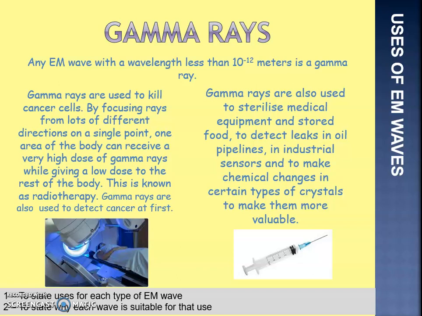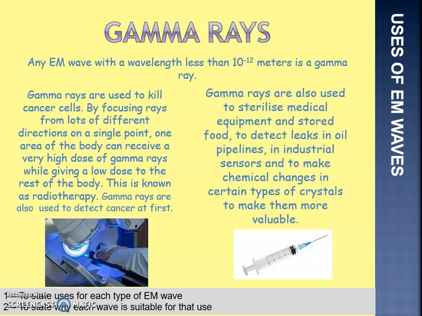If we can focus rays from lots of different directions on a single point, one area of the body can receive a really, really high dose of gamma rays and the rest of the body only gets a low dose. This is known as radiotherapy. Gamma rays can also be used to detect cancer in the first place.